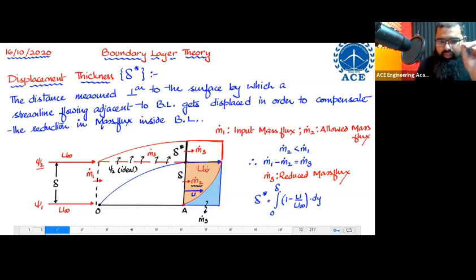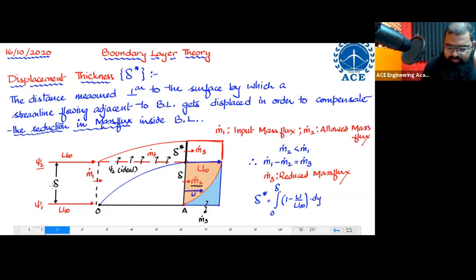Just understand one thing: whenever you have a boundary layer formation, because of friction, some amount of mass flux will not be able to flow. That mass flux is known as m dot 3. I'm calling it the reduced mass flux. That reduced mass flux demands some space to move. That space is created from here. It pushes the streamline flowing adjacent to the boundary layer, and then it moves like this.